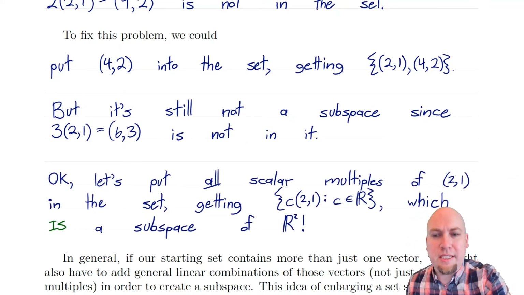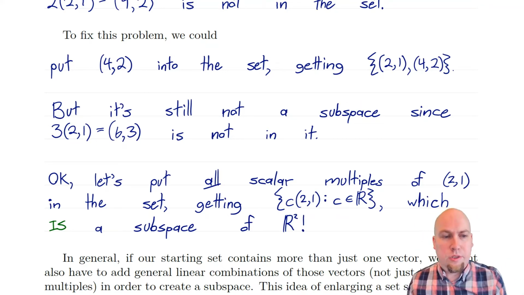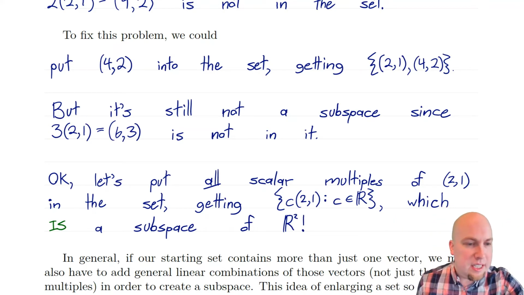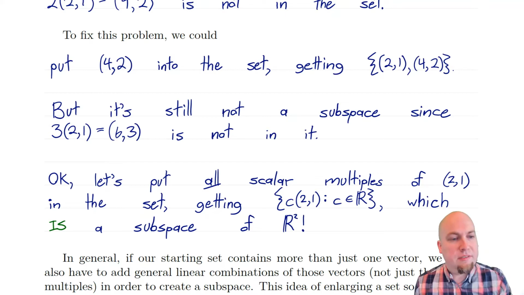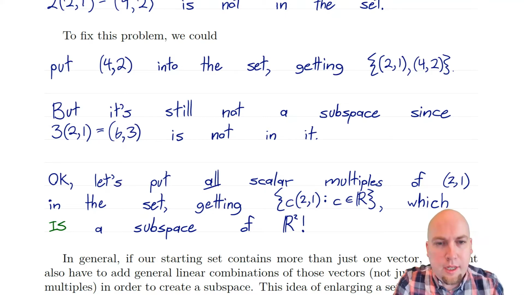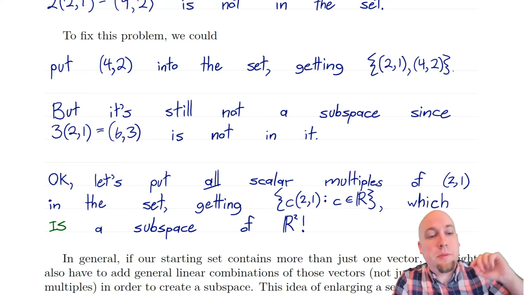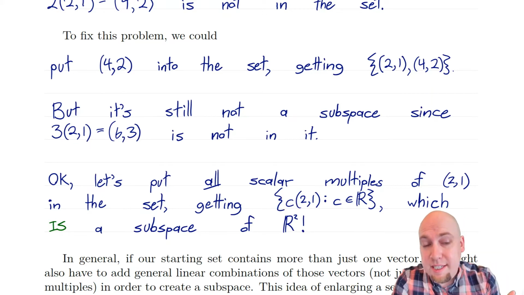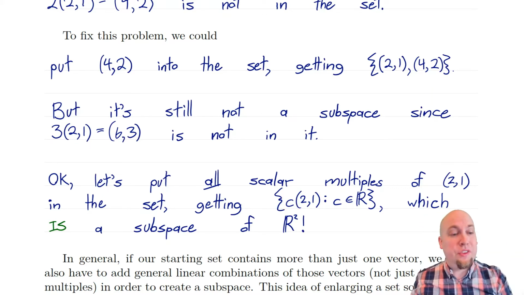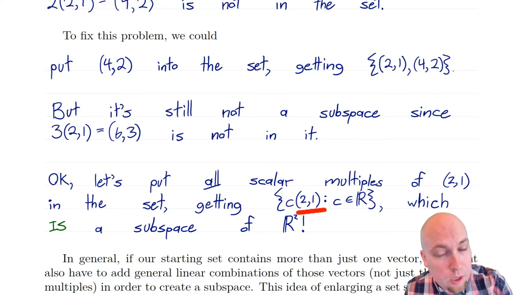There's nothing special about the scalar 3 either. We need all scalar multiples of (2, 1) to be in that set. So let's just throw all scalar multiples into the set. Let's consider the set of all scalar multiples of the vector (2, 1). Finally now, we actually do have a subspace. The set of all scalar multiples of the vector (2, 1) is a subspace, and it's what we call the span of the vector (2, 1).